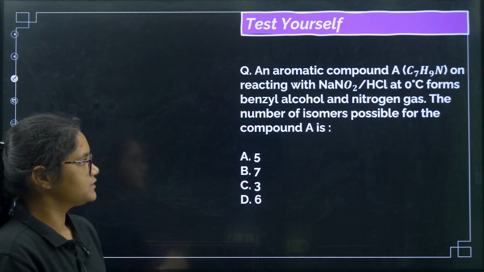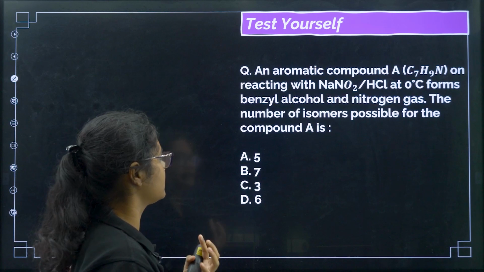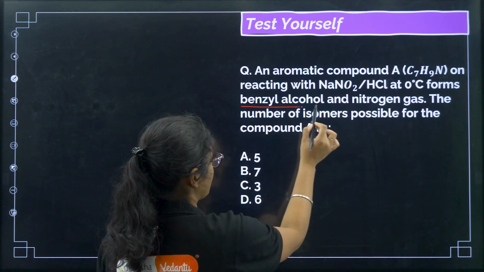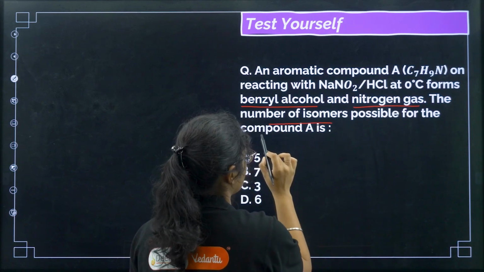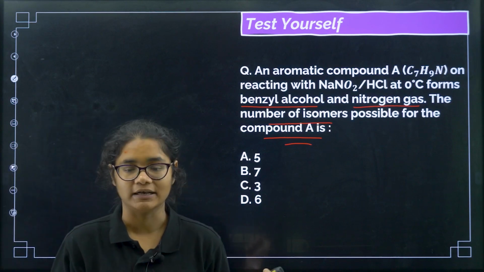So here's a homework question for you now. An aromatic compound A, C7H9N, on reacting with NaNO2 and HCl at 0 degrees Celsius forms benzyl alcohol and nitrogen gas. The number of isomers possible for the compound A. So just try this question. I'll be explaining it in the next class.